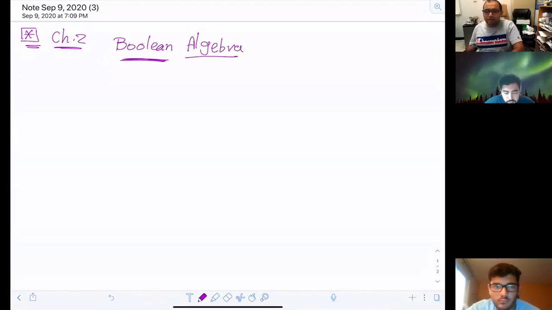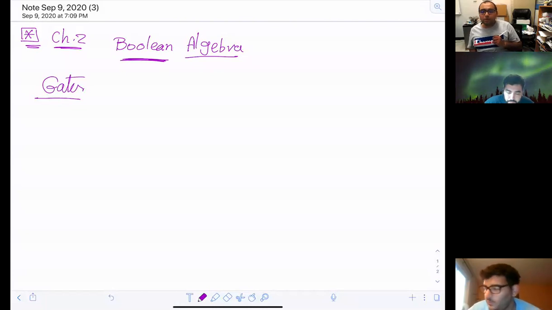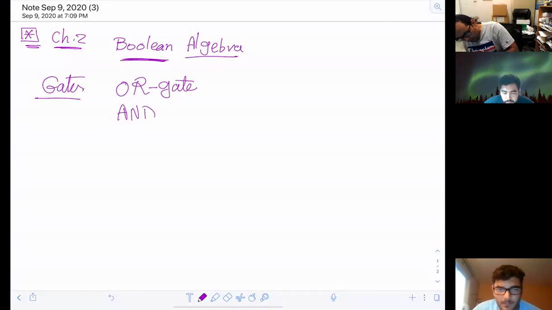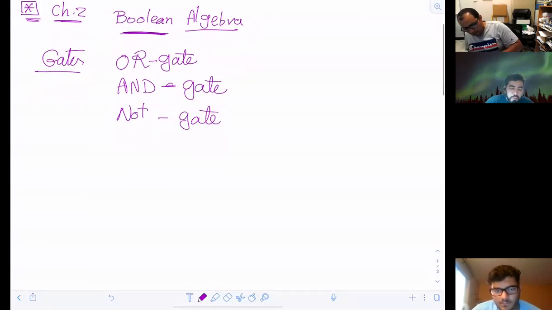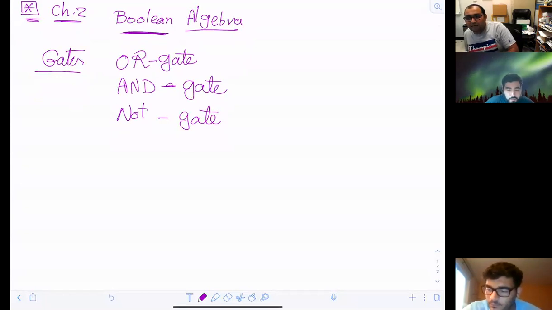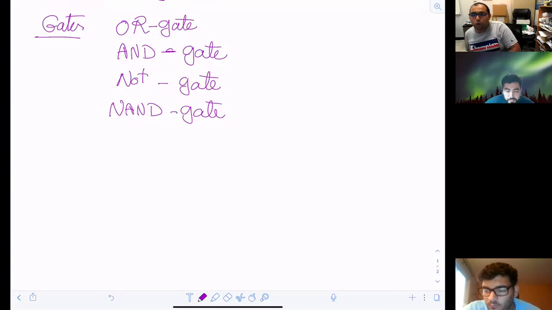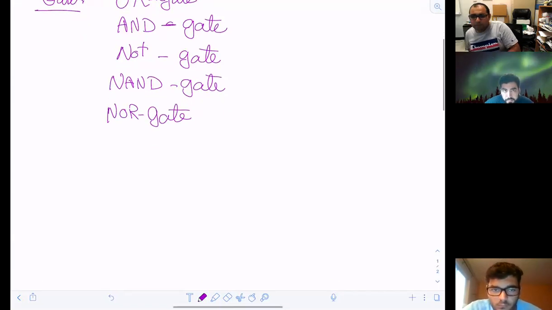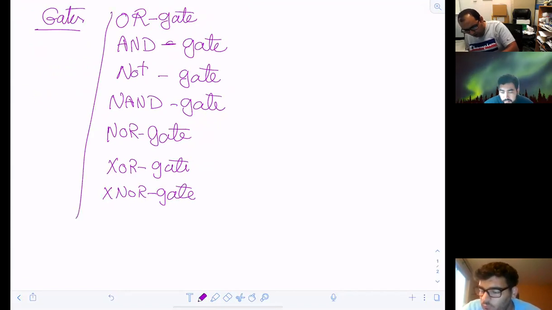At the end of chapter 1, you will find that it identified to you gates, and those gates we have in the digital logics are the OR gate and the AND gate, the NOT gate, and then a combination of an AND and NOT gate gives you the NAND gate, and a combination of OR gate and NOT gate gives you the NOR gate, and then the combination between AND and OR and NOT gives you the XOR gate and XNOR gate. This is a very important topic.